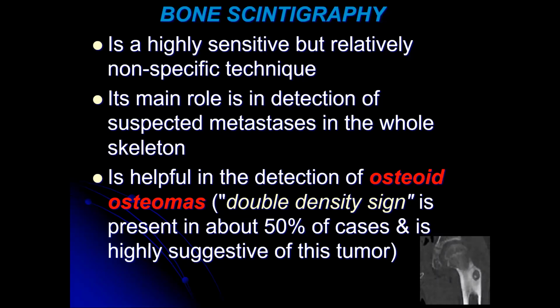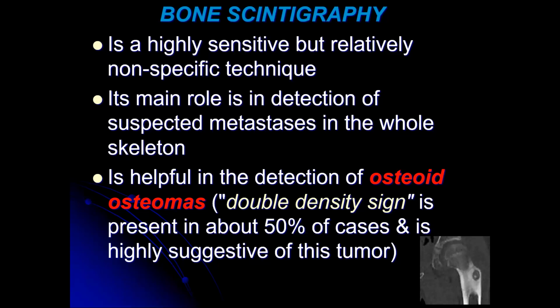What about bone scintigraphy? We used to use it more often in the past, but it still has a role. It is a highly sensitive but relatively non-specific technique. Its main role is in detection of suspected metastasis in the whole skeleton. It's helpful in the detection of osteoid osteomas, especially in the spine and pelvis.